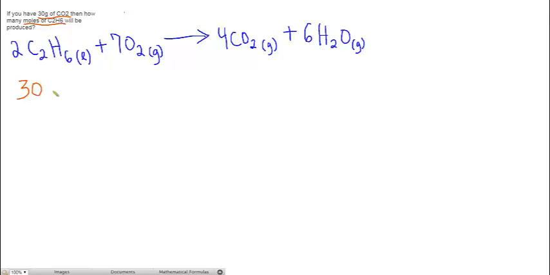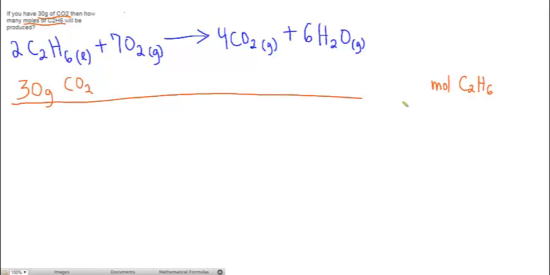30 grams of CO2. We're going to end it with the units that have no number. Moles of C2H6. Let's draw in the lines to start the conversions. How many conversions are we doing? Let's check our conversion map.